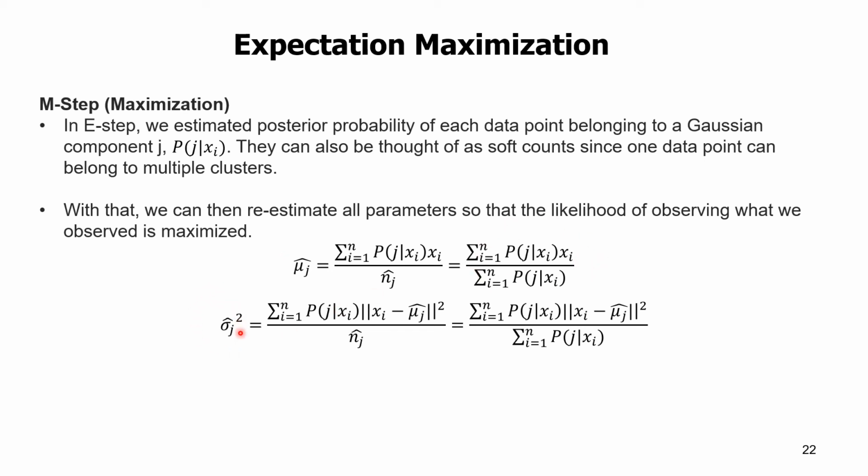The variance of Gaussian j is given here. xi is already given. Again, this is from the E step, and this is the summation of this. So variance, by definition, is again a weighted average of the square of the difference. So you can compute the variance as well. By using this posterior probability, we can compute the mean and variance of each Gaussian or each cluster. That's the M step.